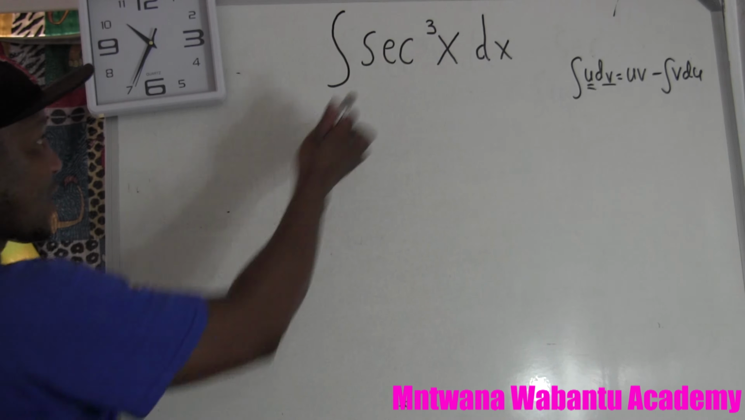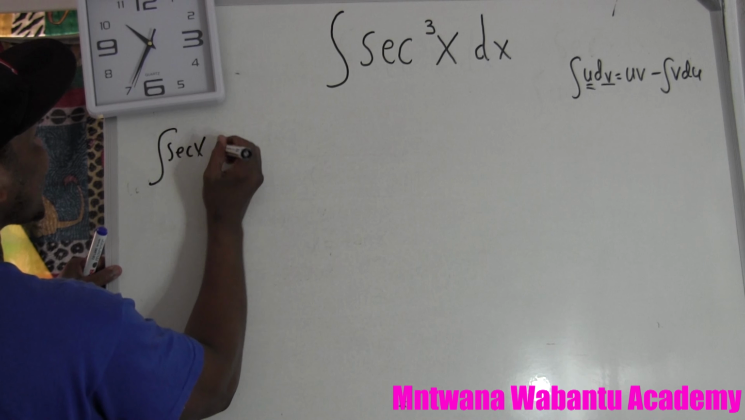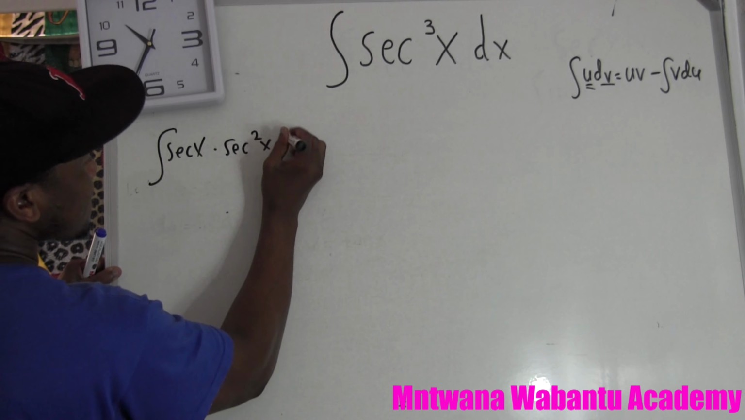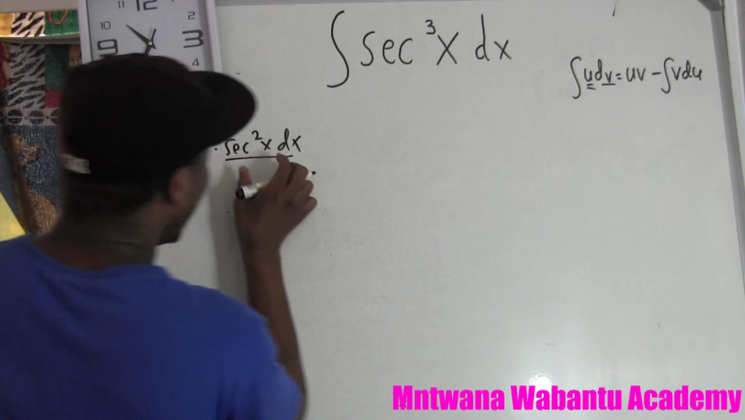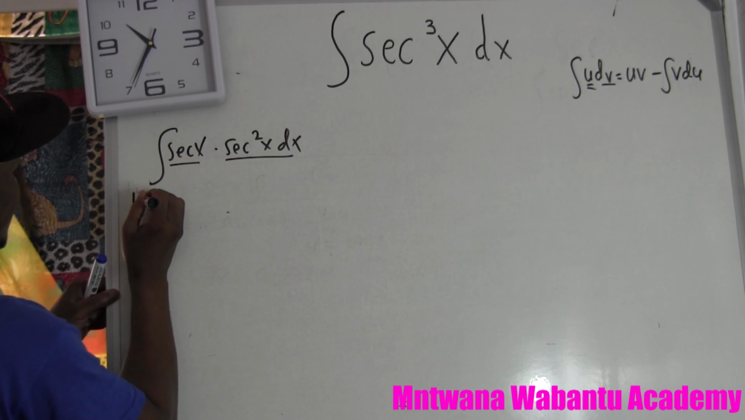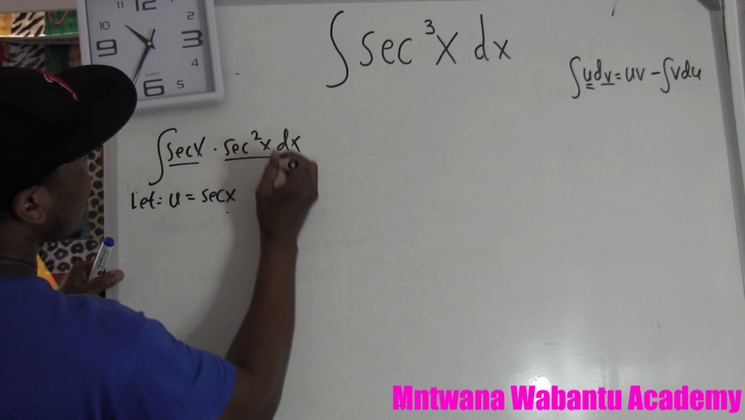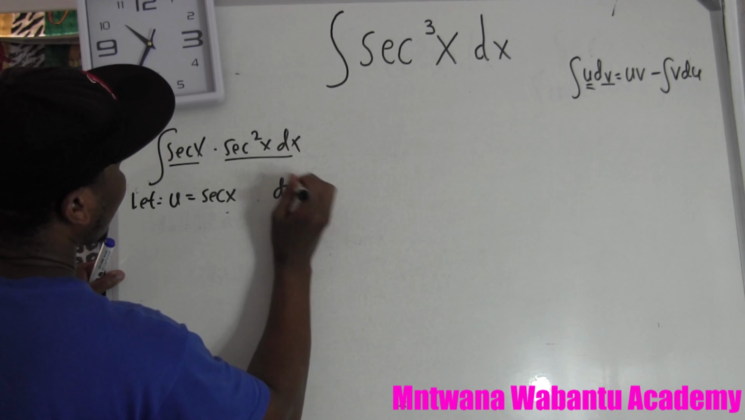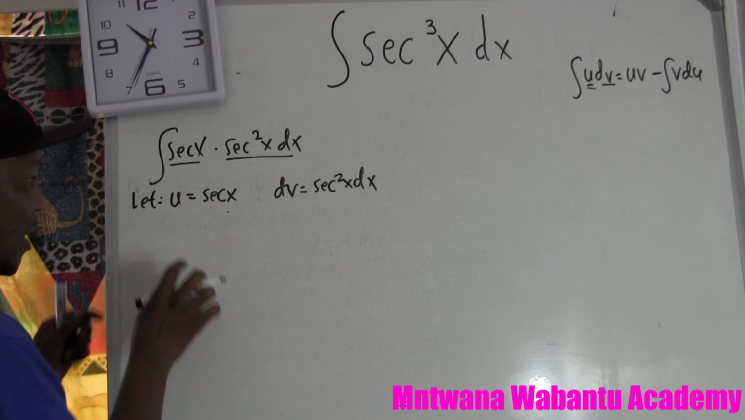So I'm going to have to separate. I'll separate the integral: instead of sec cubed, I'll write sec x times sec squared x. So this is going to be u and this is going to be dv. So I'm going to let u equal sec x, and dv equal sec squared x dx.